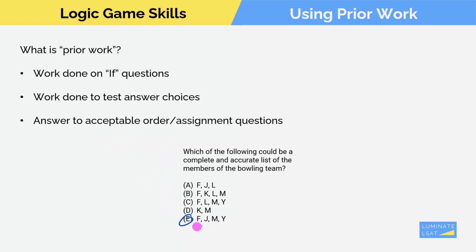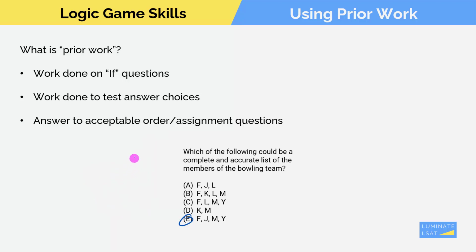Now, because on the digital LSAT, it's hard to see the answers to the first problem that you do when you're working on the other problems, some people will actually, on their scratch paper, recopy the answer choice that was correct for this acceptable order or assignment question. They'll just list that in their scratch paper as a possibility in case they want to use that in the future.